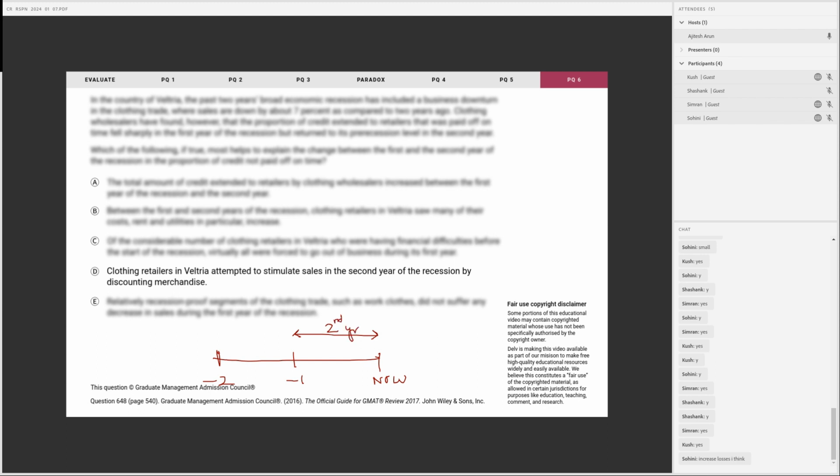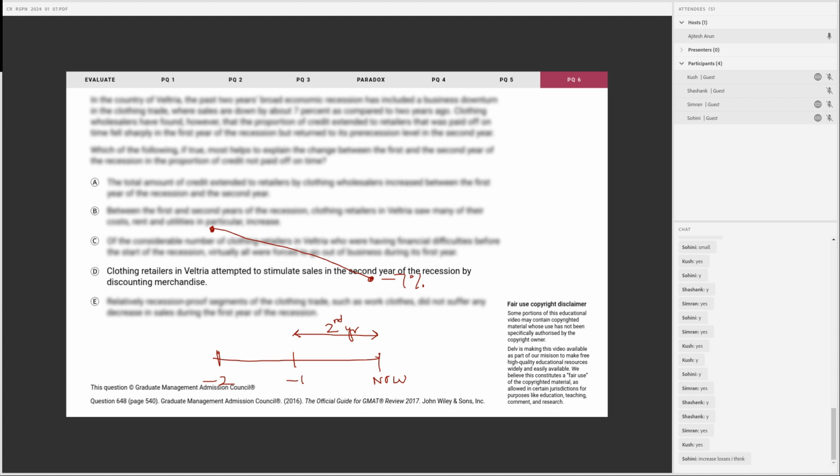But the question has already told us that sales are down 7%. And 7% is not a small number. I mean, if you think about the industry, like the clothing industry as a whole, if the entire industry tanks 7%, that is a problem. Anyway, let me get back on point over here.